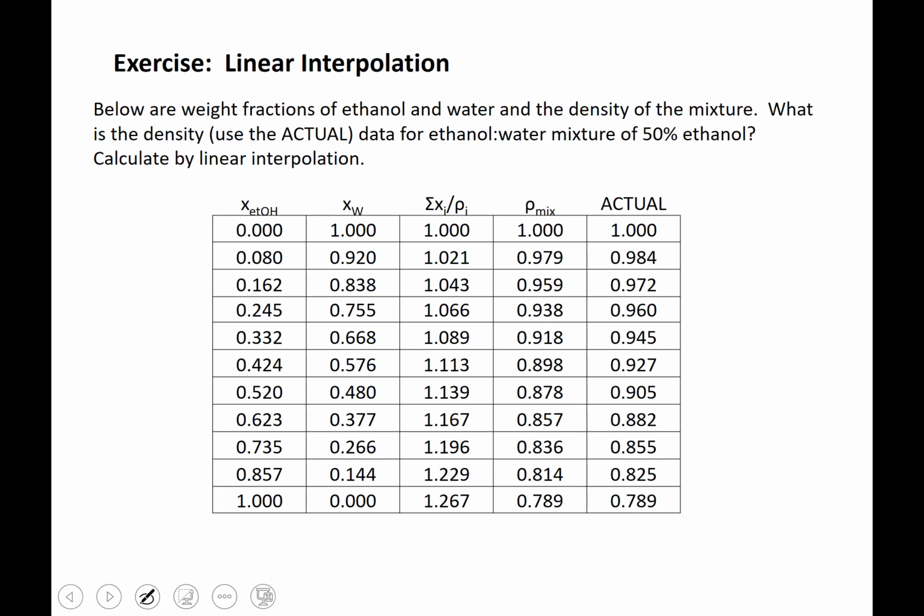So let's try an example. Below are weight fractions of ethanol and water and the density of the mixture. I want you to solve this problem. If you go to Canvas, I want you to type in the solution to this. It's going to be the video quiz 2.1. What is the density? We'll use this column here, actual data, for 50% ethanol and water. And I want you to make this calculation by linear interpolation.